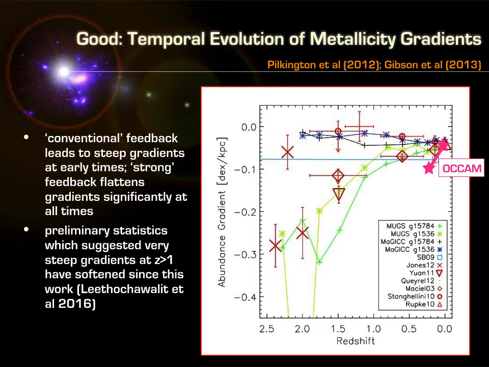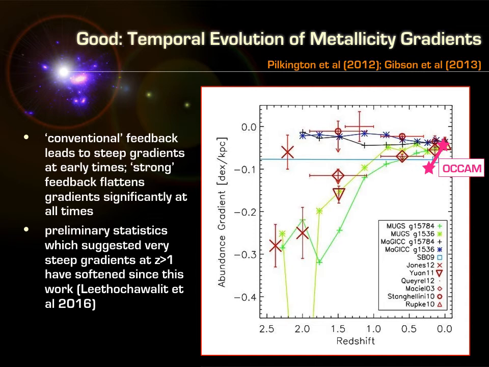Weak feedback means gas piles up in the center, and the metals also stay around the center, which means you get steep gradients, particularly at early times. And the various symbols that you see there superimposed are different observational data sets. The main thing to take from that is that at low redshift, or today, the models all are degenerate.